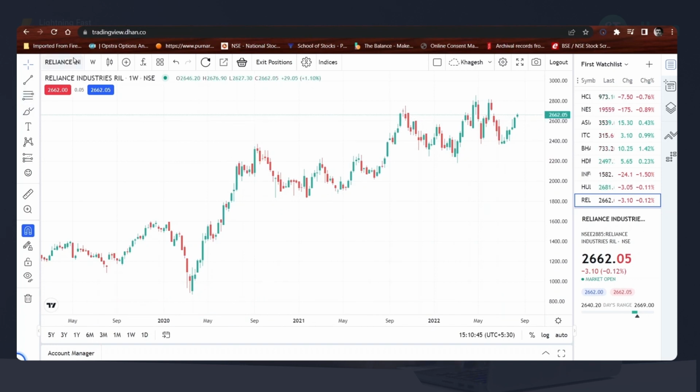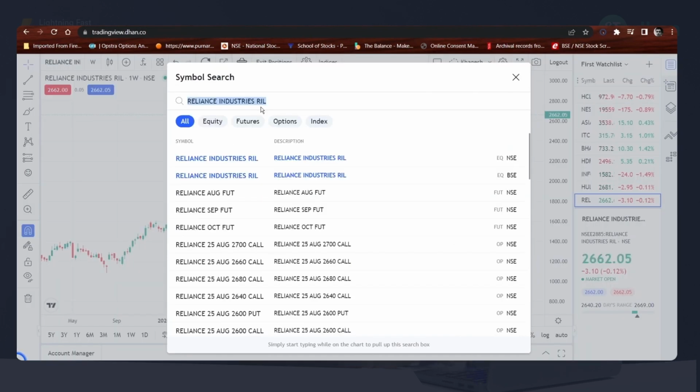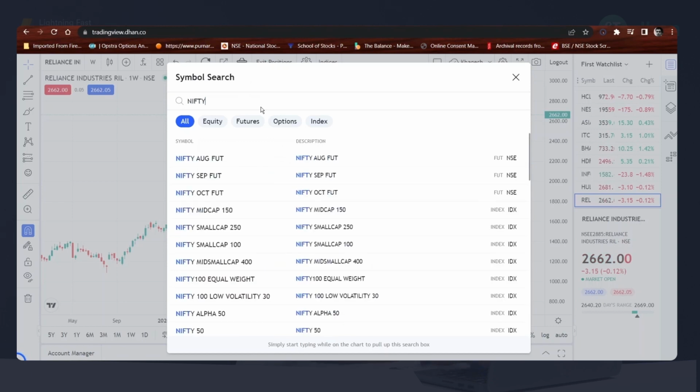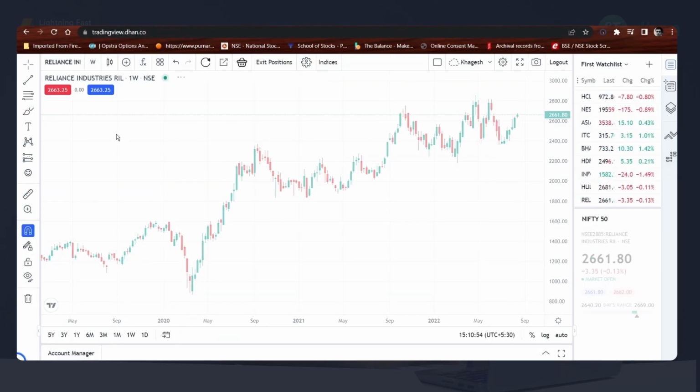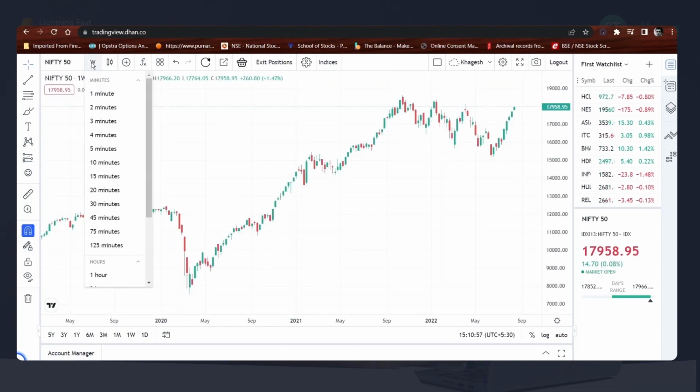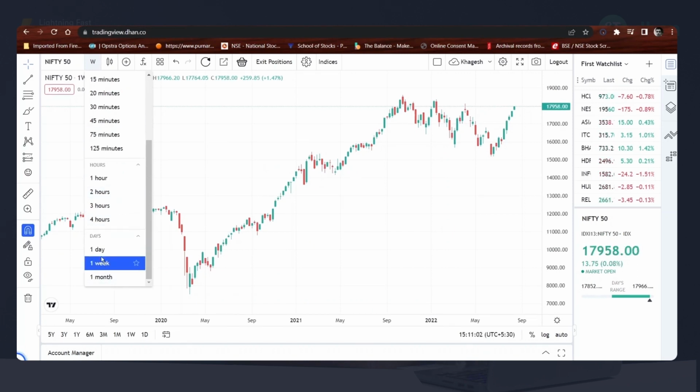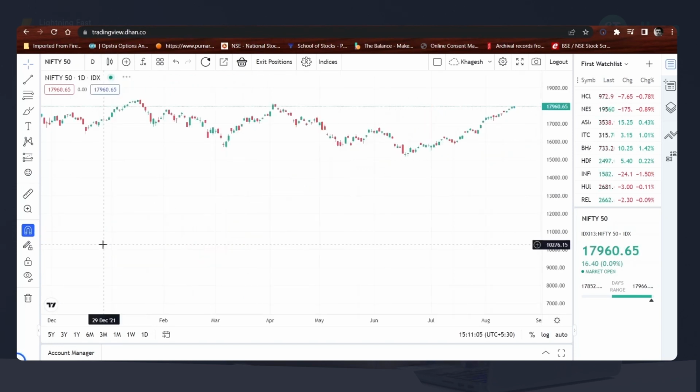Alright, so here you can search for your stock. If I want some other stock, let's say Nifty, I can search for Nifty here. I can select my time frame from here. If I want to see the data on a weekly time frame, hourly time frame, daily time frame, I can choose whatever I want. So for the sake of simplicity, let me keep it a daily time frame.